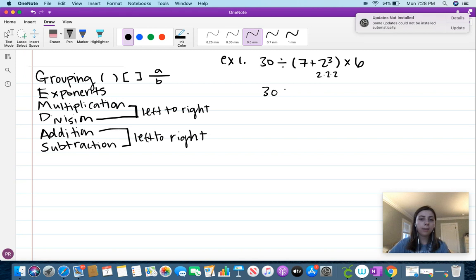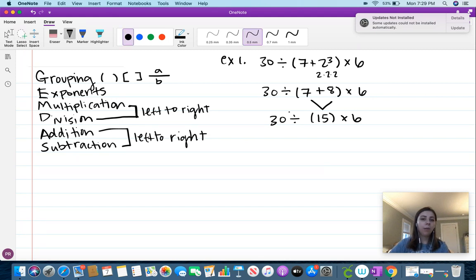And that is 8. So what I'm doing right now is I'm rewriting the problem and only replacing that one number that I just found. So I want it to look exactly the same except that one step that I just did. All right, now I can finish out the parentheses by adding those two together. 7 plus 8 is 15. And again, the problem is rewritten the exact same way. The only difference is that single step I did.